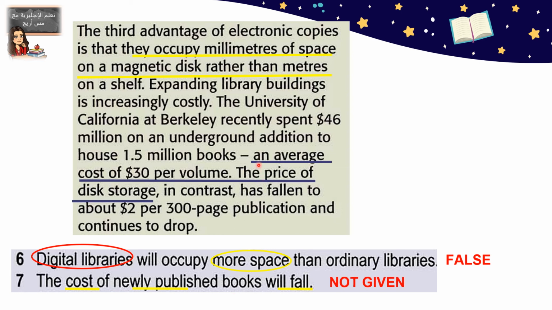Can you see how tricky it is? They talk about costs, they talk about money, they talk about the price of the book, but they didn't talk about that in the future it will fall, or that newer books are becoming cheaper and cheaper to publish. They haven't mentioned that at all. So that's why I will choose not given.